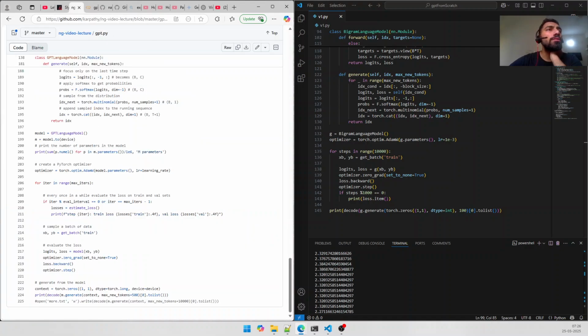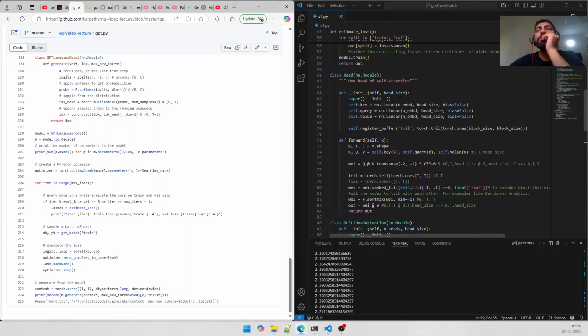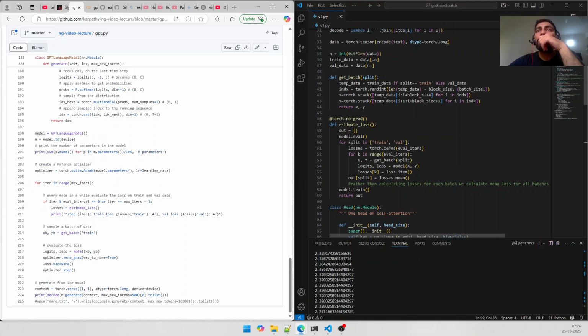One thing, estimate loss. Estimate loss, I think I wrote. Estimate loss here. It is telling it not to. Model is in evaluation phase. Split.